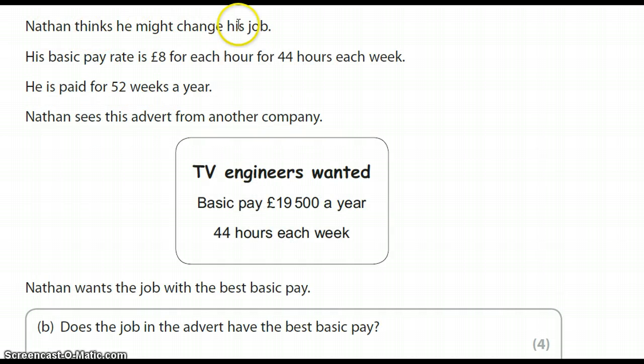Nathan thinks he might change his job. His basic rate is that amount for each hour for that many hours each week. He is paid for that many weeks a year.